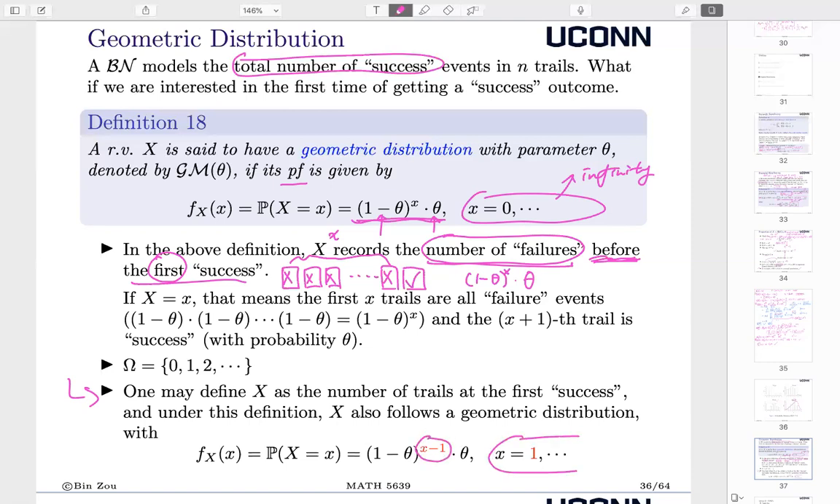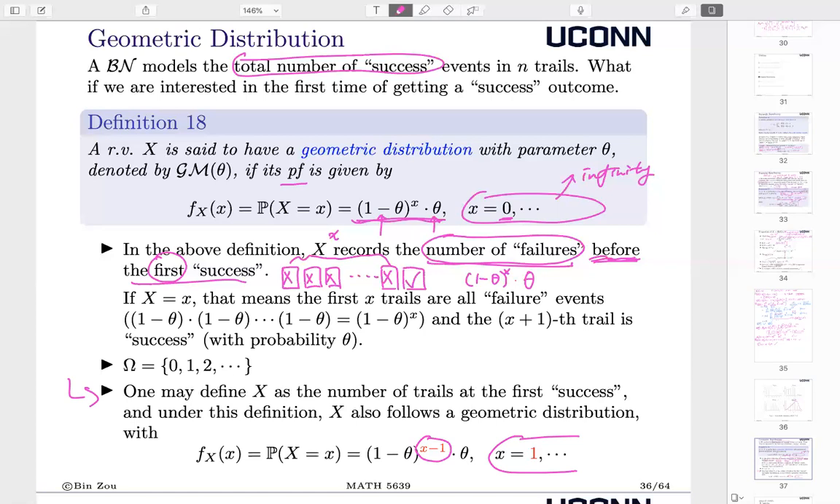So in our default setup, we model the number of failures before the first success. So it is possible that I am so lucky. My first trial is a success. I do not wait any failures. So my wait time starts with 0. But if I model the total trials before the first success, it always starts with 1, right?